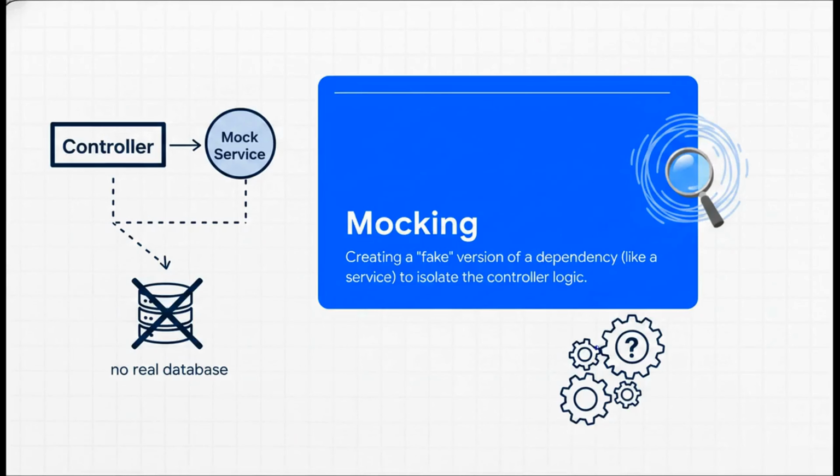The other tricky part is dealing with dependencies. Look, your controller test should never touch a real database. That's a huge no-no. So how do you test it? The answer is mocking. You basically create a fake version of your service, a stunt double, that returns predictable data. This way, you're only testing the controller's logic and not the service or the database behind it.